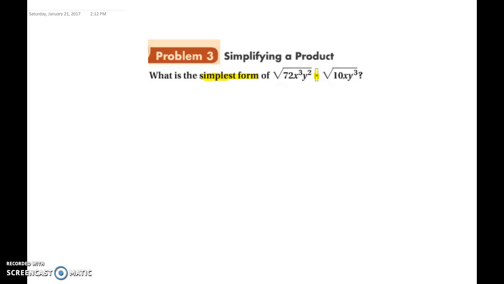So the first thing we need to do in order to multiply is we need to look for indexes. Well, since both of these have nothing written there, it's understood to be a square root, so we know that both of these are 2. So since they are in fact the same index, we can multiply what's on the inside. All right, and then we'll multiply our likes with our likes. So it's our constant with our constant. So 72 times 10 is equal to 720.